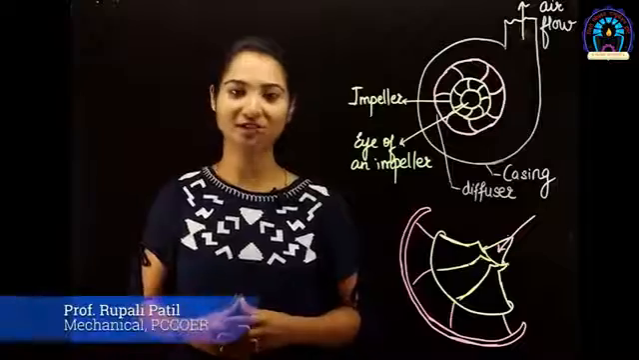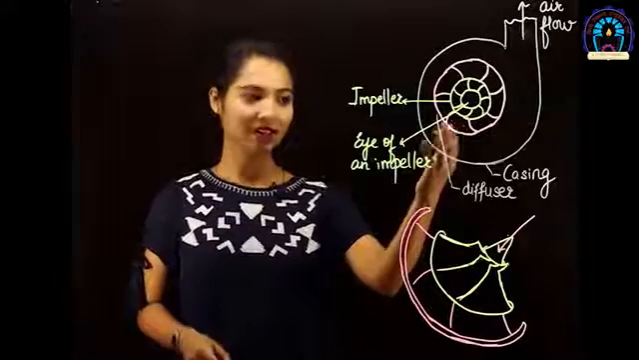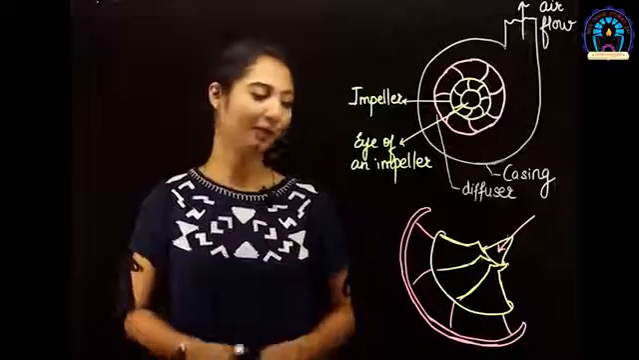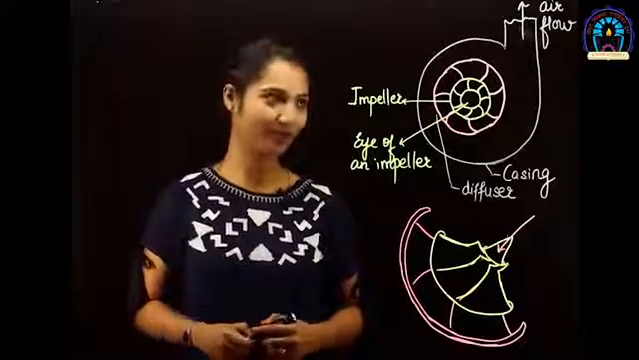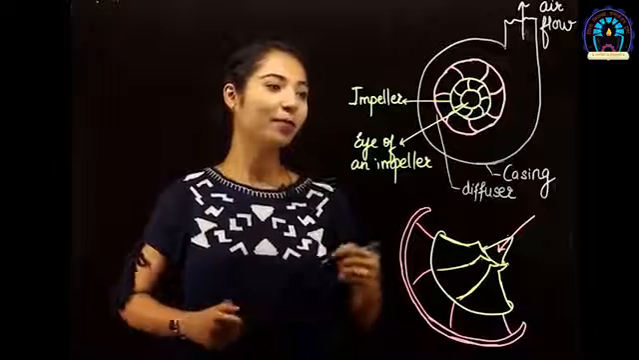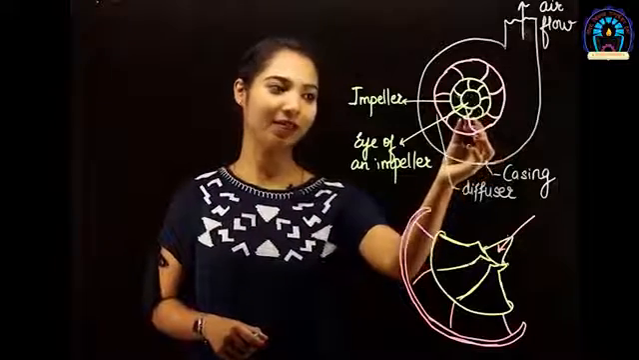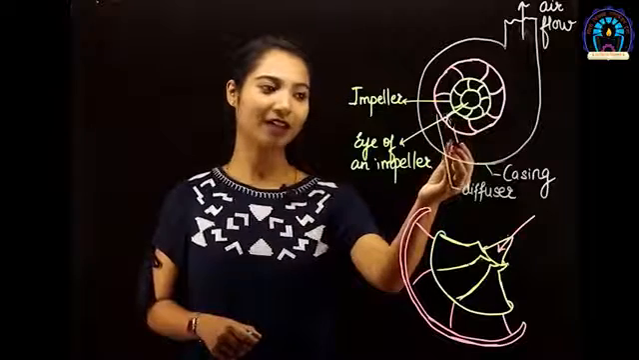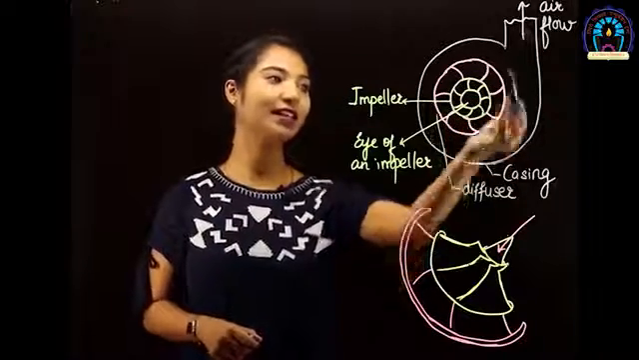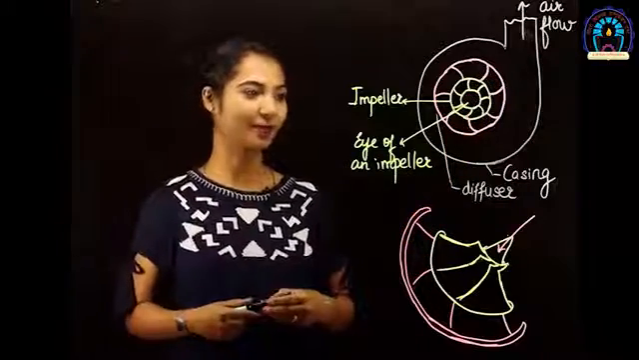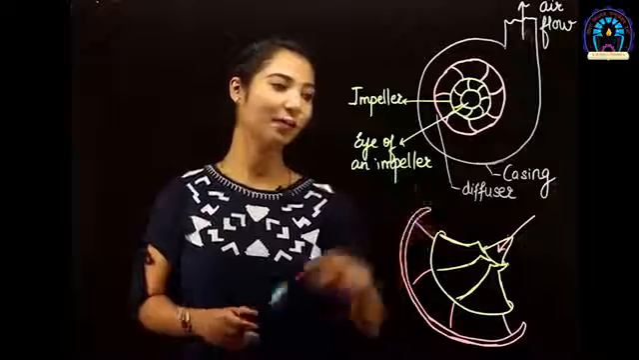The working of centrifugal compressor. We can see that there are two diagrams. This is the sectional view of a centrifugal compressor and this is somewhat a 3D view of a centrifugal compressor. We can see that there are three parts of a centrifugal compressor. The inward part is the impeller, the outer part is the diffuser and the outward part is the casing of the centrifugal compressor. We can see that the inner part is known as the eye of an impeller.